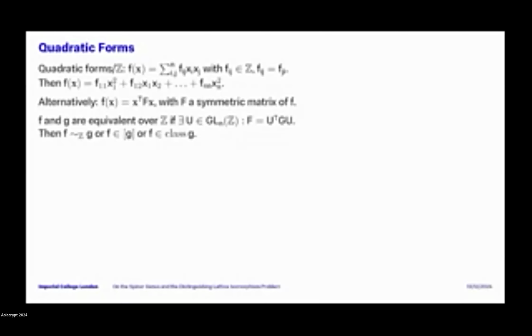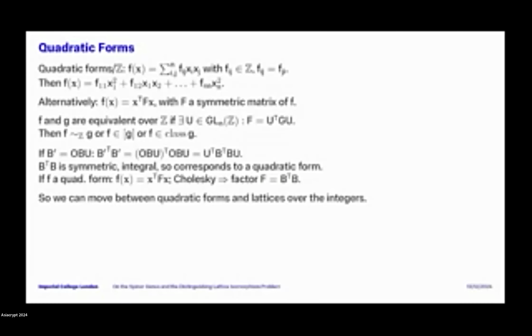And we then say two quadratic forms are equivalent over the integers if there exists a unimodular matrix U such that F equals U transpose G U, for capital F and capital G being the corresponding matrices of our quadratic forms. And we then have some notation which denotes when two quadratic forms lie in the same class.